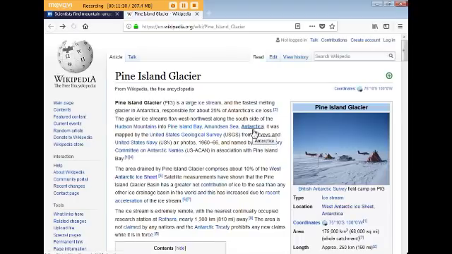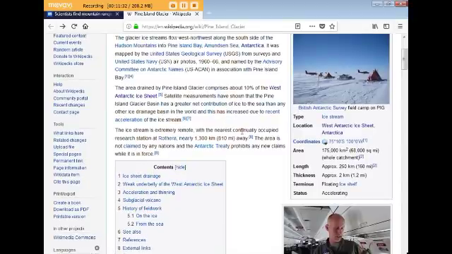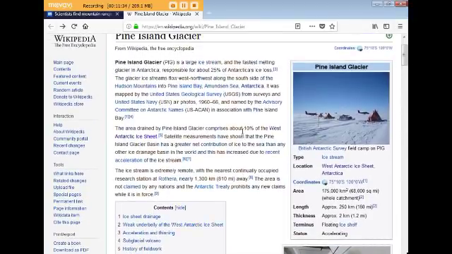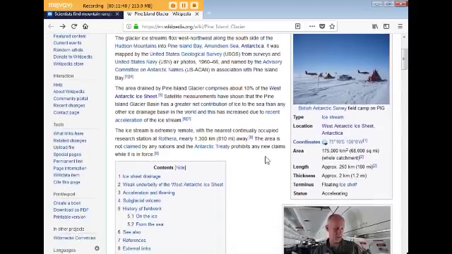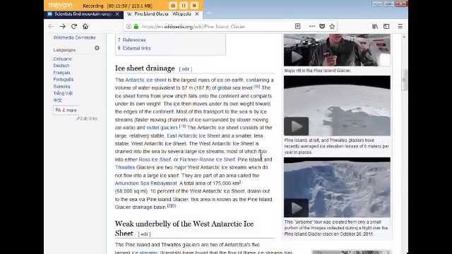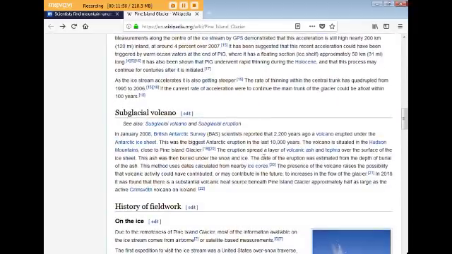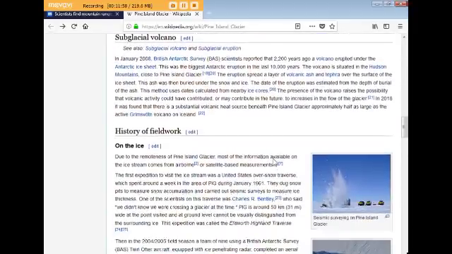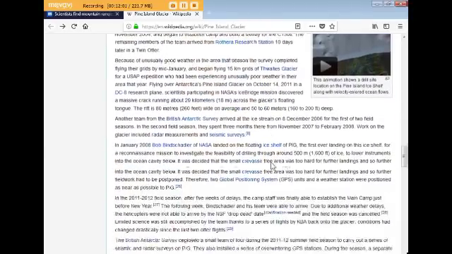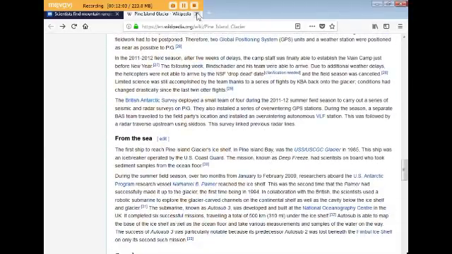And Pine Island Glacier from Wikipedia, more of the same. The area drained by Pine Island Glacier comprises about 10% of the West Antarctic ice sheet. So it's quite a large amount that drains off. And it talks about the subglacial volcano, this and that. So that's a good article too.